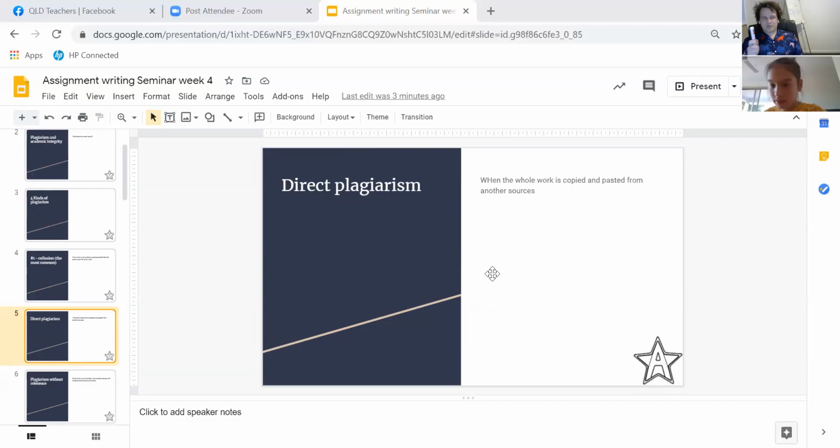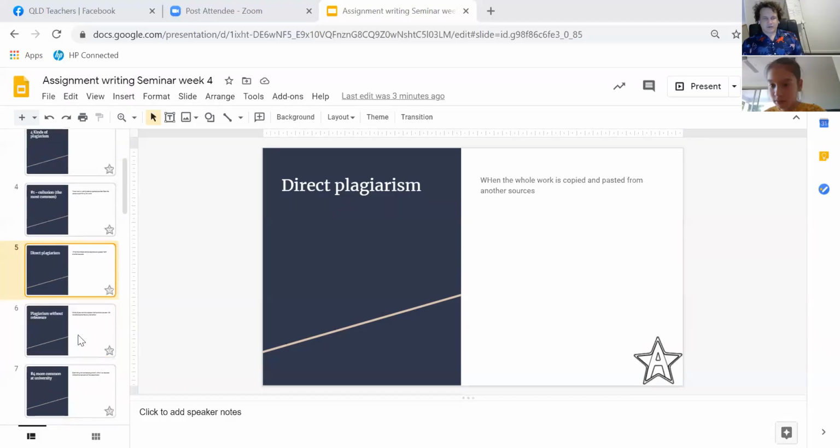But it doesn't count towards your word count. Why do you think that is? Because you didn't write it. It's not your words. Yeah, exactly.